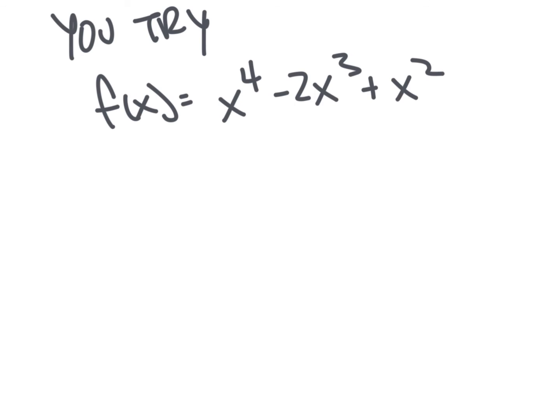All right, now it's your turn to try. F of x equals x to the fourth minus 2x cubed plus x squared. Pause the video and come back here in a minute.